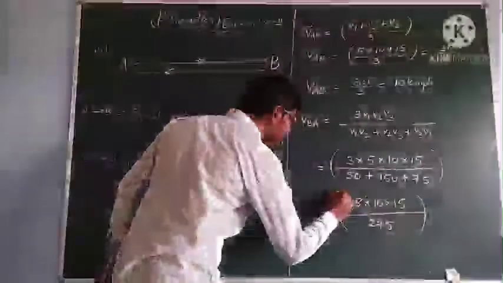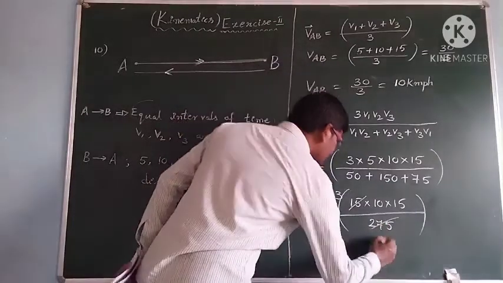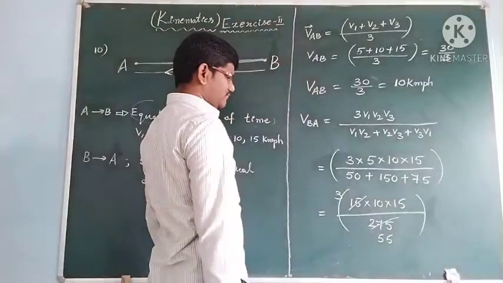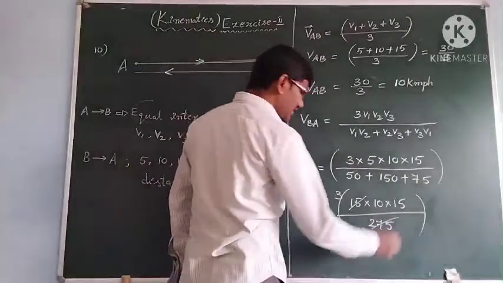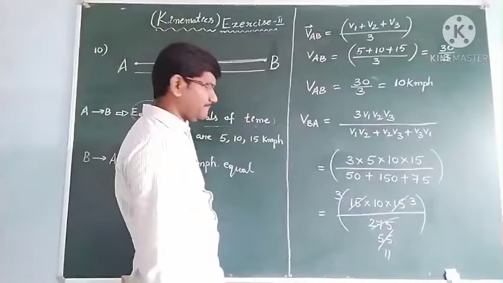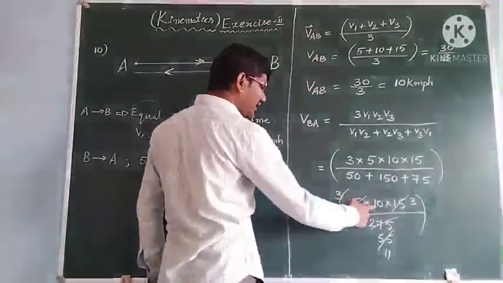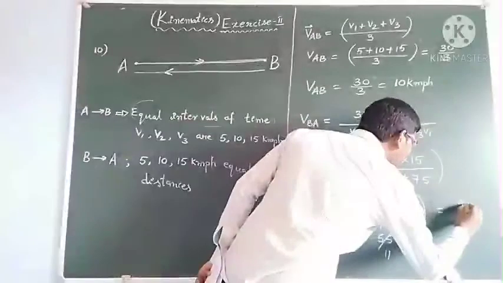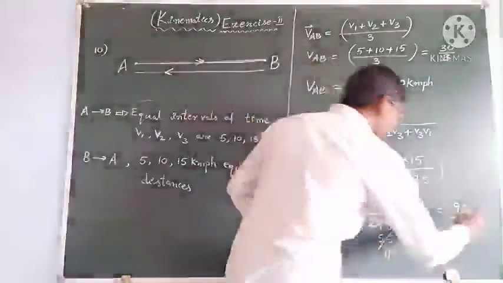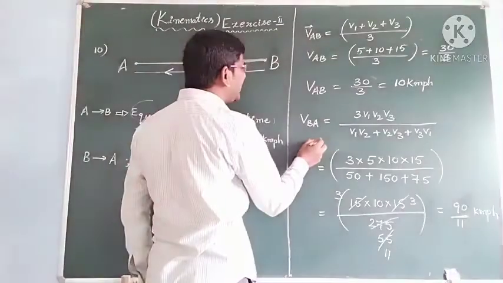Now 5 threes and 5 fives are 25, again 5 fives are 25, and 5 elevens. So 3 into 3 is 9, 9 into 10 is 90. So you will have 90 by 11. So 90 by 11 kmph is the average speed going from B to A.